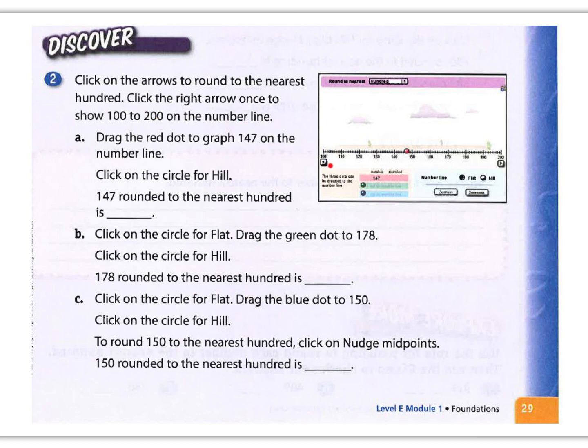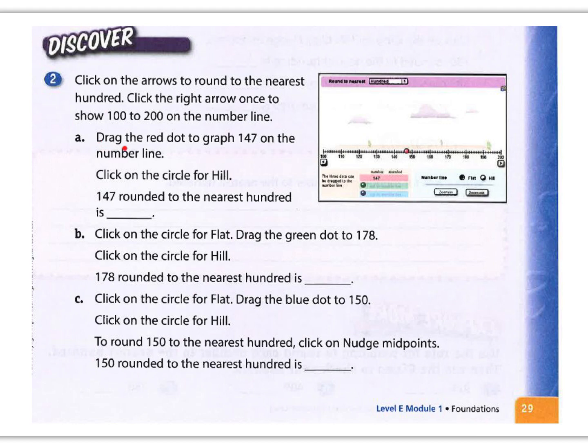So when you're on here, make sure this says rounding to the nearest hundreds. Then you're going to see 100 down here and 200 down here. If you don't, you might need to flip between those arrows. So if you click that way, it'll go to the next 100. If you click this way, it'll go back.